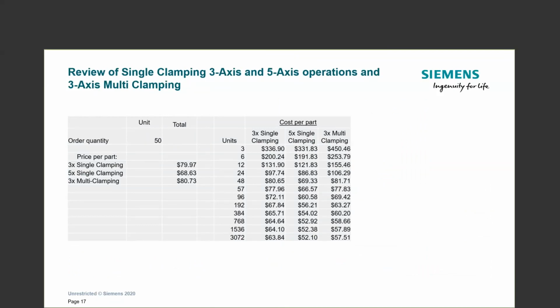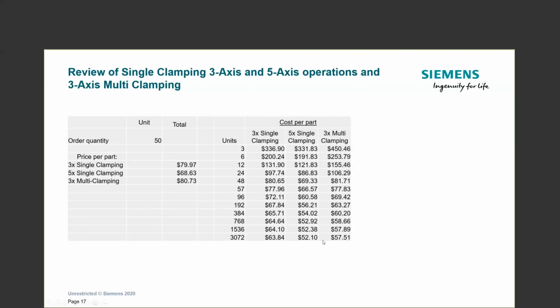As you can tell by the numbers, and if you're used to looking at numbers, you'll probably see it right away. If you're like me, then you'd rather just have a graph, which I will provide in a second. But if we take a closer look at all 3 operations analyzed in this case study, it's really easy to see that the 5-axis operation with a single fixture allows for a much lower cost per part, more or less from the very beginning.